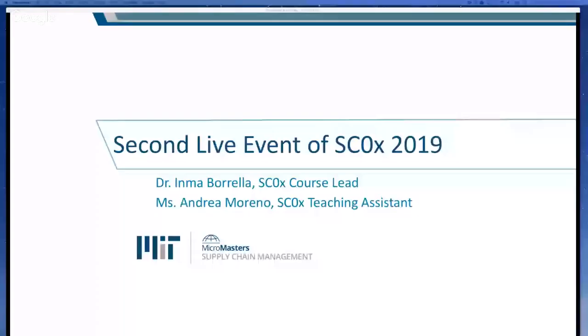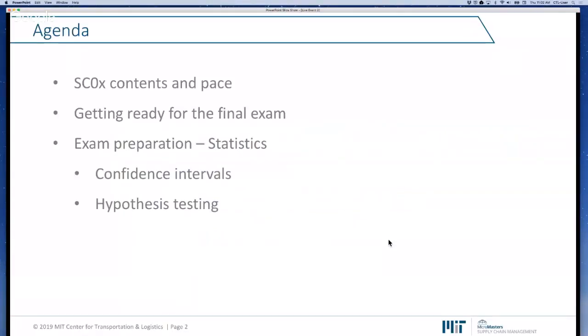So today, let's start with showing the agenda. So you know what to expect from the next 30 minutes. First of all, we will check where we are in the course. A little reminder of the SC0x contents and the pace you should follow, because we're only 3 weeks until the exam right now. So we really need to accelerate the learning. Then we will give some advice on how to get ready for the final exam. And after that, we will dive into exam preparation.